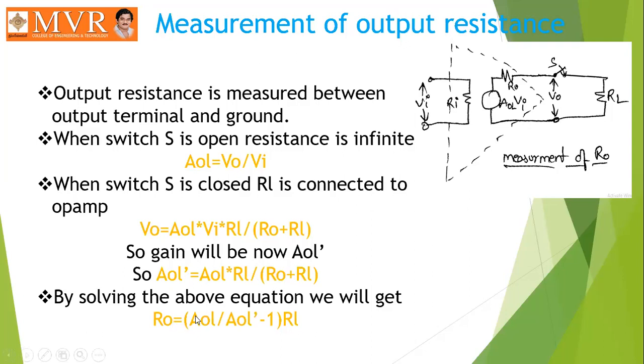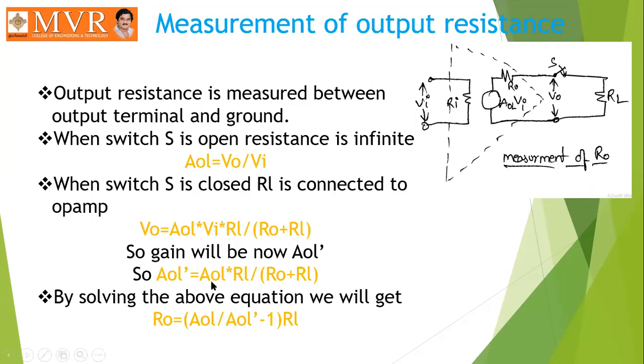So R naught is equal to AOL by AOL dash minus 1, divided into RL. So this is the equation we are going to get by solving this. Finally, in this way, if we know the value of AOL and AOL dash and RL value, then we can measure the value of output resistance.